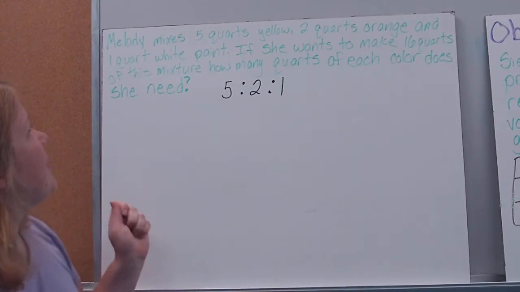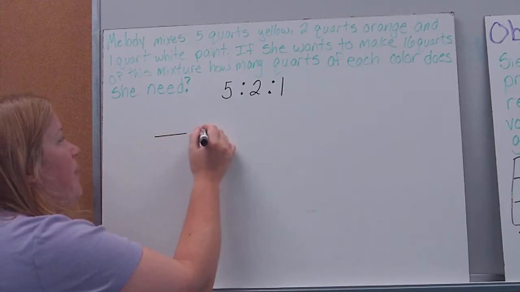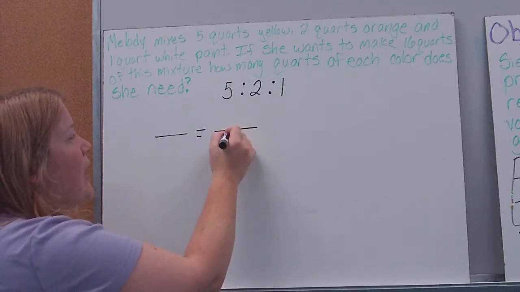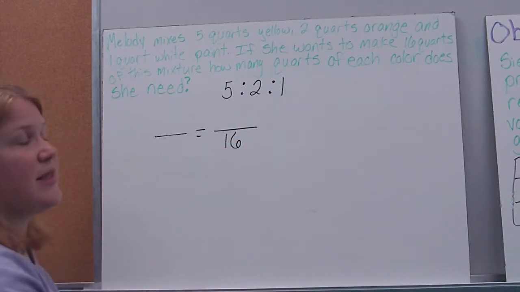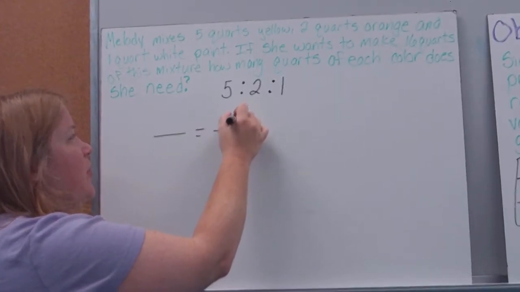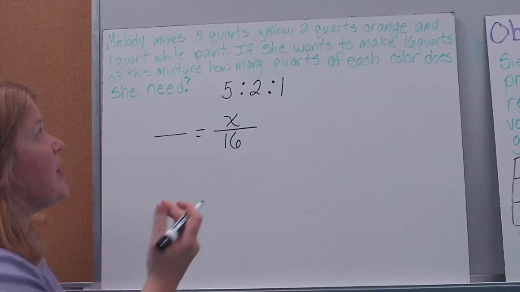If she wants to make 16 quarts of this mixture, how many of each color does she need? So remember, when we're setting it up, it's going to be part to whole. Well, I know total she wants 16 quarts of all of the paint. So I need to figure out what portion each color is. So I'm just going to start with yellow.